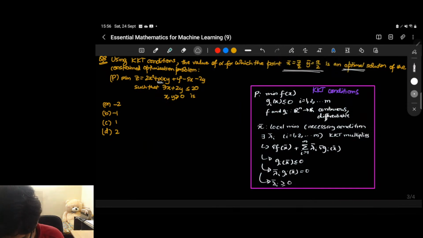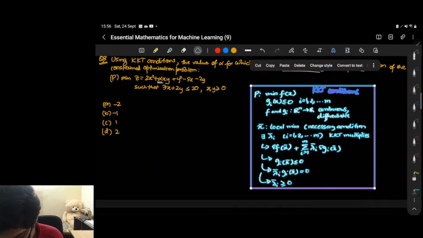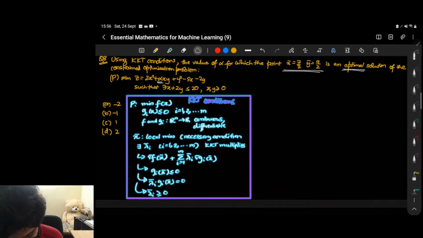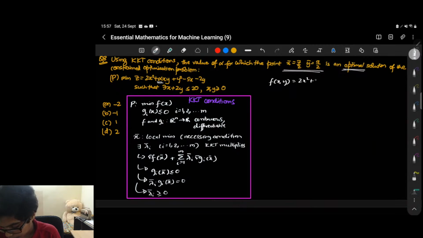So these are my KKT conditions. Let me just rearrange some stuff over here. This is one constraint, and then the other constraints are that these numbers are positive. And let me get this here. Okay, better. So these are my KKT conditions. So what is my function? My function is as follows.